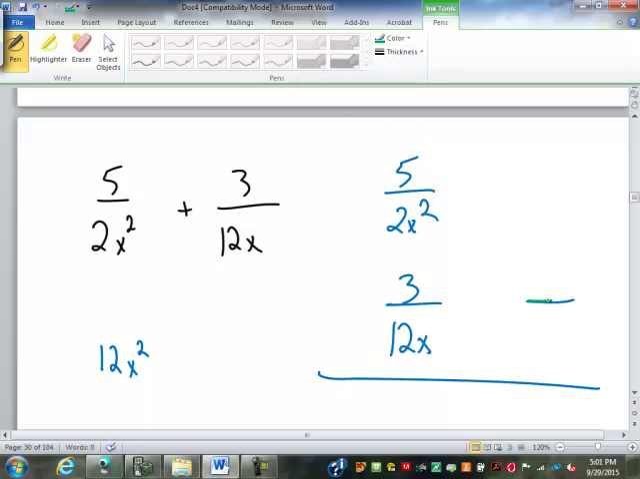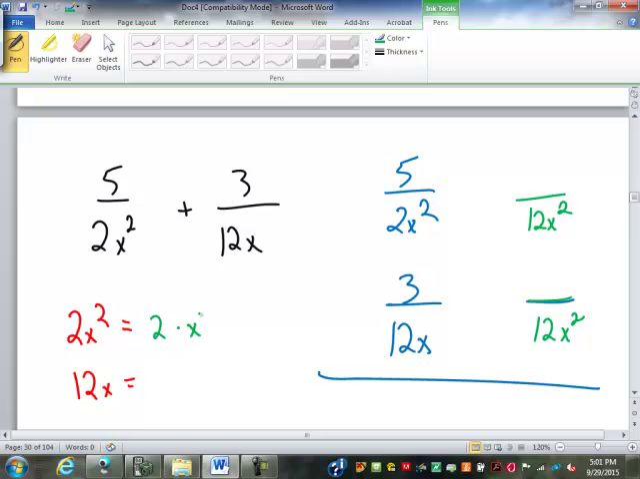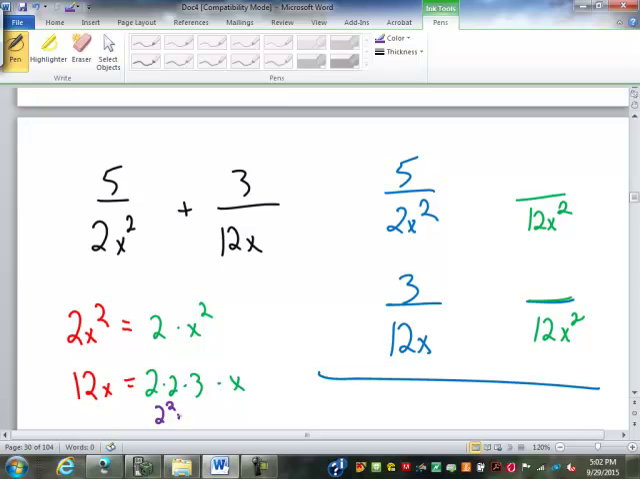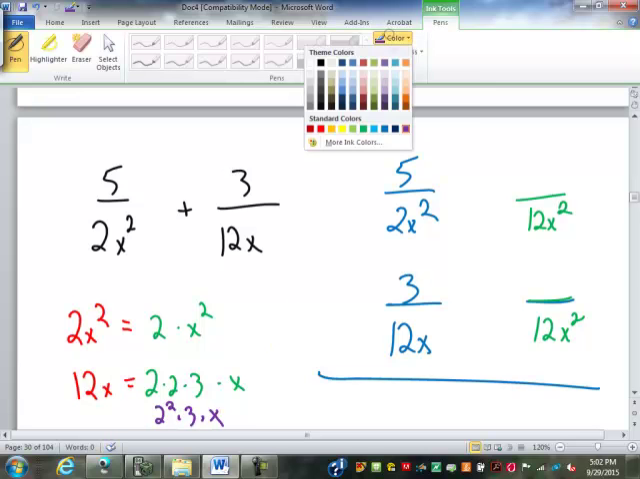So the question is, where did the 12x squared come from? Well, remember it's about factoring. We're going to take our 2x squared and our 12x and we're going to factor them. 2, of course, just factors to 2. Then we have the x squared. 12 factors to 2 times 3, then the x. I can write this as 2 squared times 3 times x.